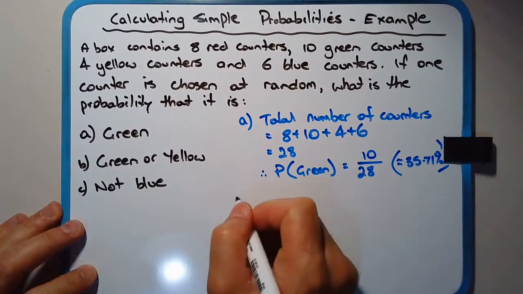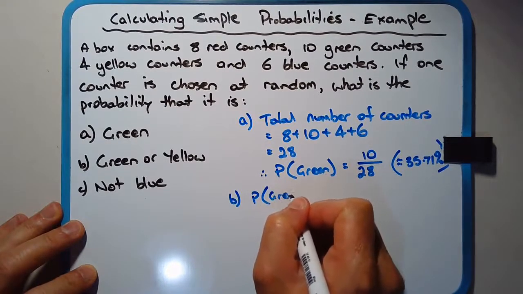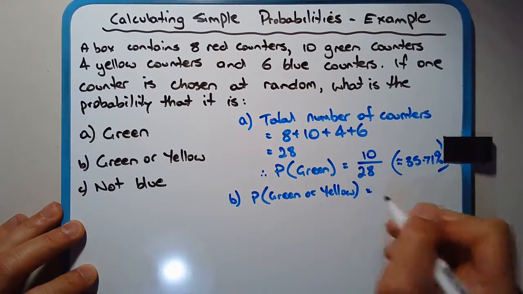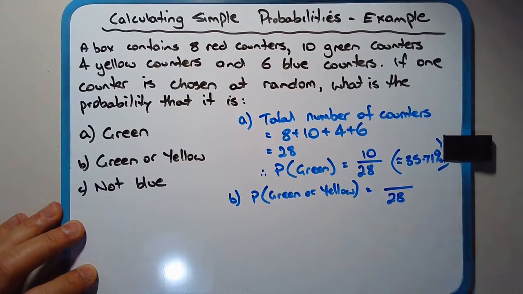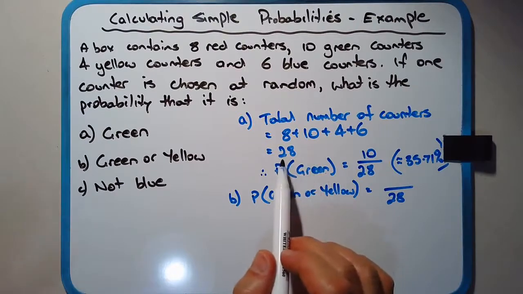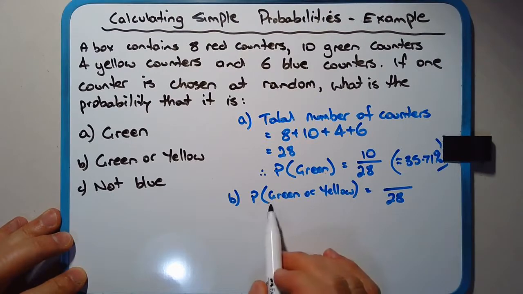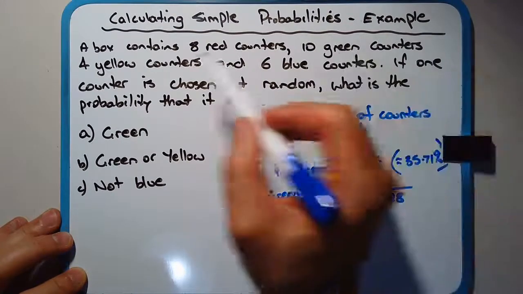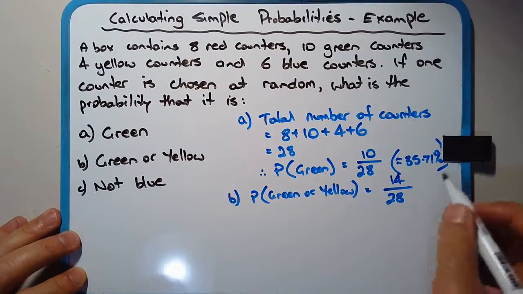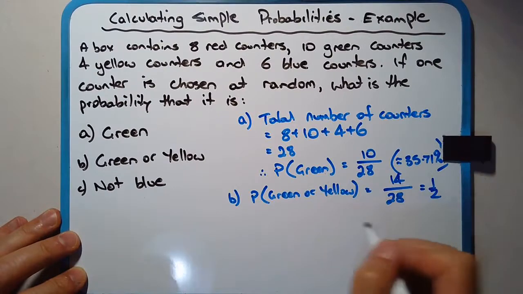Okay, part B. Probability of green or yellow. Again, probability is going to be out of 28. So that's why working out the number of items is such an important step in probability. Okay, so it's going to be out of 28 counters. We've got 10 green counters and 4 yellow counters. So that's going to be 14 out of 28. And that's convenient. That's half, or 50%.